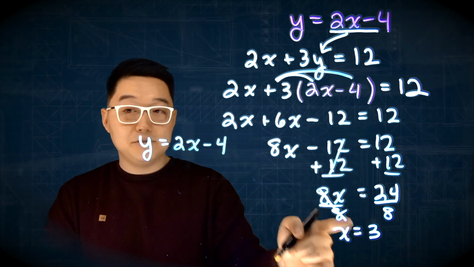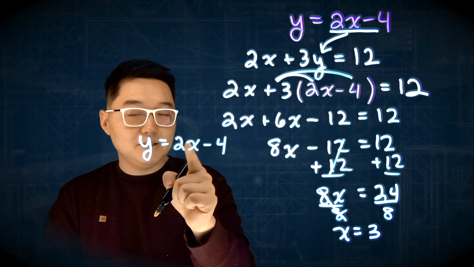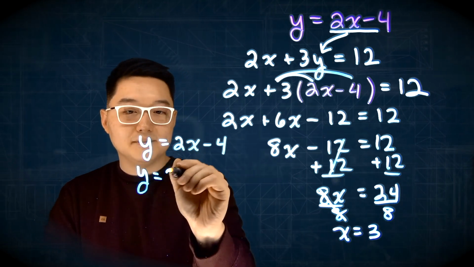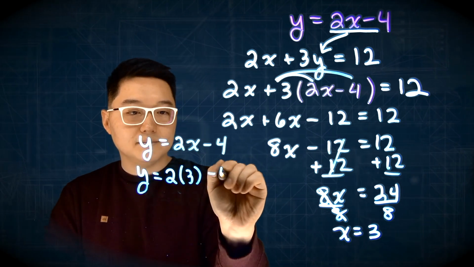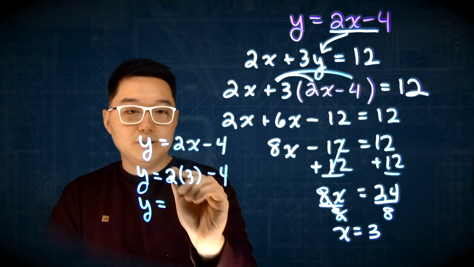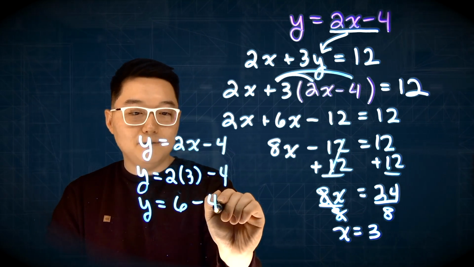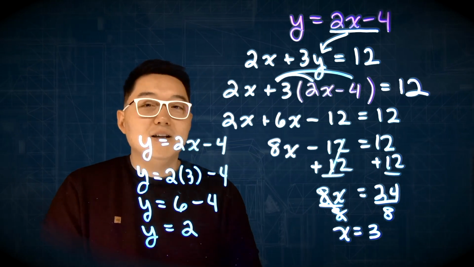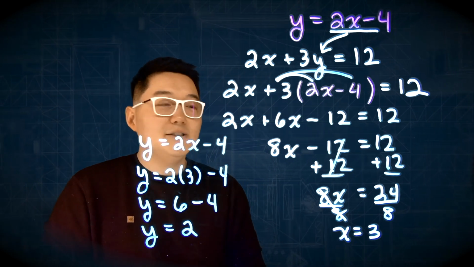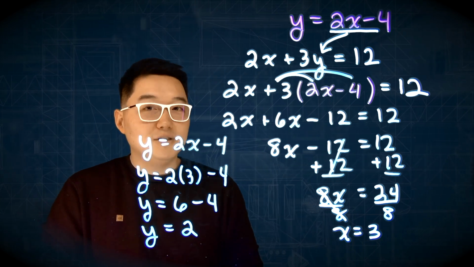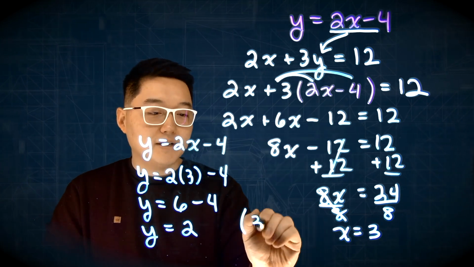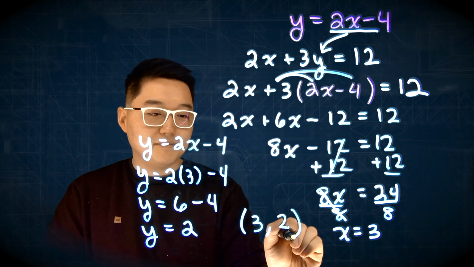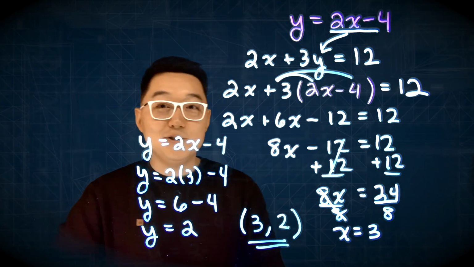Since x is 3, let's substitute x as 3. So 2 times 3 is 6, minus the 4, we have the y value of 2. So now what is the solution to the system of equations? The solution then must be (3, 2). That is the solution to the system of equations.